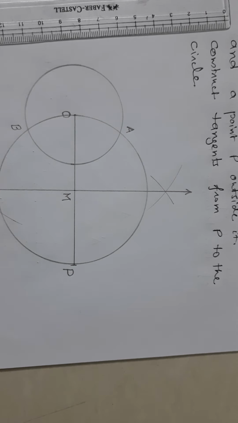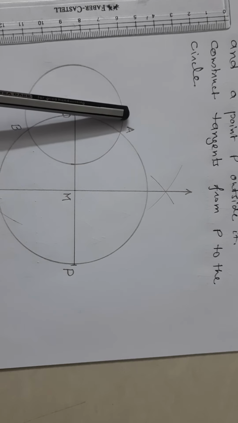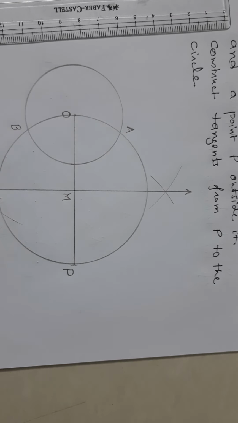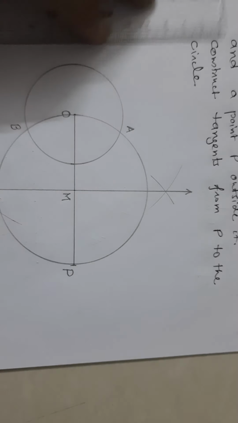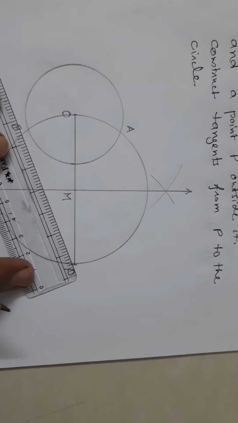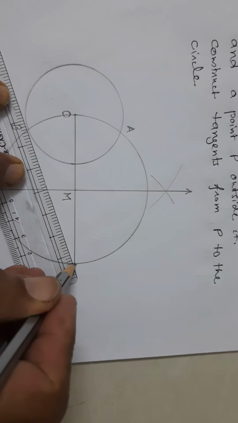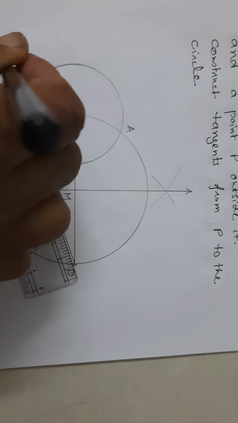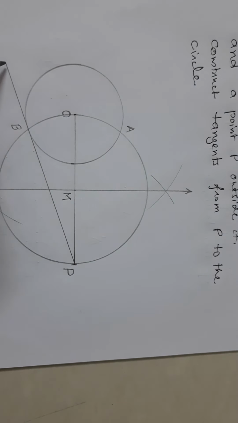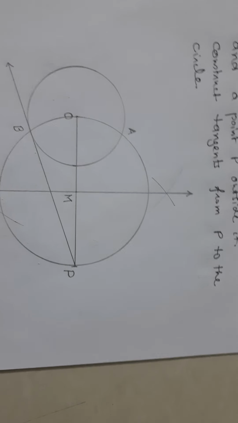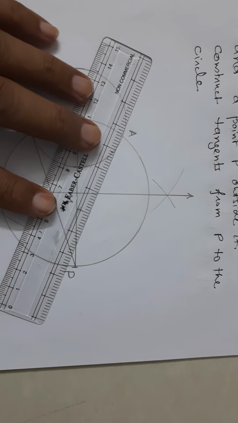The last thing that we do is we are now drawing this particular ray PA and PB. We are drawing PA and PB. So let's draw that. This is one tangent and this one is another tangent.